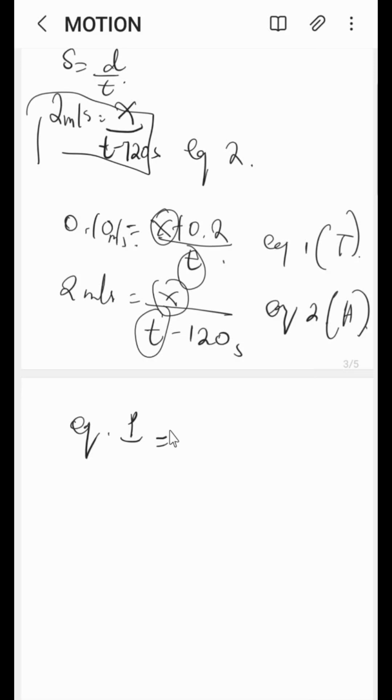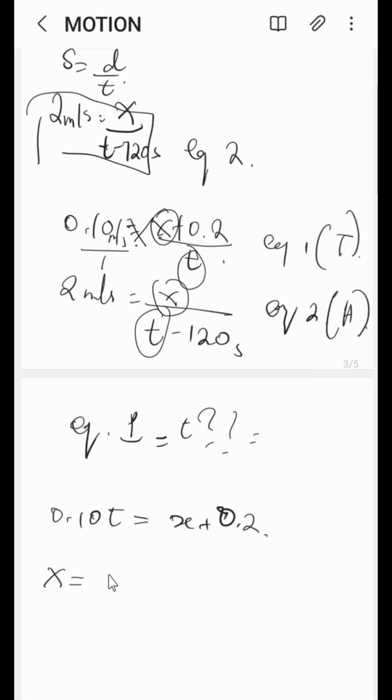So what are we looking for? We are looking for how long. How long is a time, right? So we are going to say 0.10, and here we can cross multiply. So you'll have t there is equal to x plus 0.2. Then you'll have x is equal to, so we can also cross there, x is equal to 2 times t minus 120 seconds.